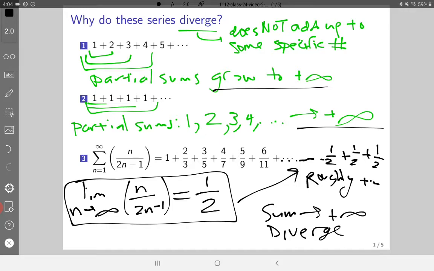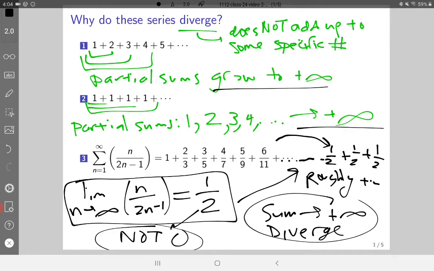And in the third example, the numbers are not constant. They're decreasing. If I look at 1 and then 2/3 and 3/5 and so on, these are all decreasing down to 1/2. But what's important is that that number is not 0, because that means my terms are decreasing down to something that I'll just add to itself over and over and over, and that's going to make the running totals diverge up to infinity as well.